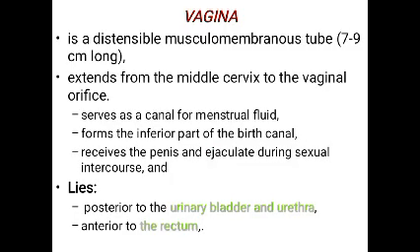The vagina is a distensible musculo-membranous tube 7 to 9 cm long. It extends from the middle of the cervix to the vaginal orifice, serves as a canal for menstrual fluids, forms the inferior part of the birth canal, receives the penis and ejaculate during sexual intercourse, and lies posterior to the urinary bladder and urethra and anterior to the rectum.